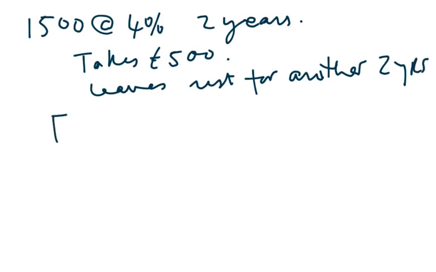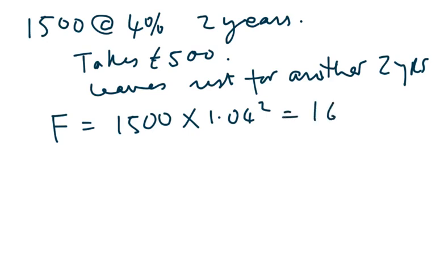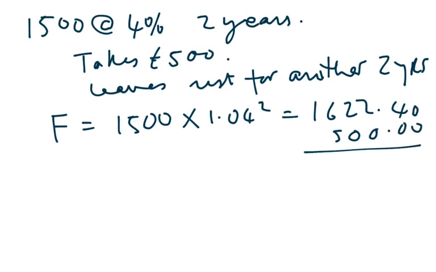So in which case my first is equal to 1,500, my future is equal to 1,500 multiplied by 1.04 to the power of 2. That's equal to 1,622.40. So that's what he's got at the end of 2 years. He then takes €500 out, so let's subtract 500 from that. And that's going to give me 1,122.40. So when he takes his €500 out to buy something for Christmas maybe, he gets this.